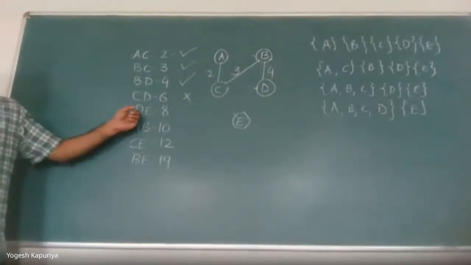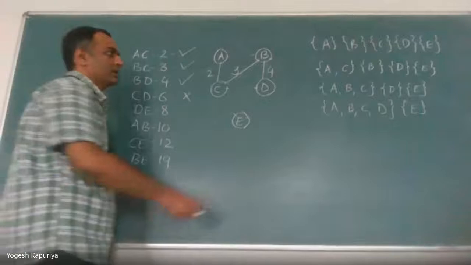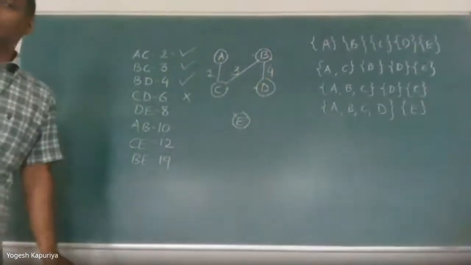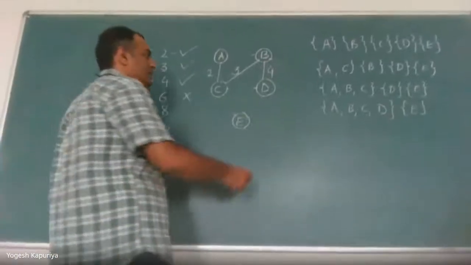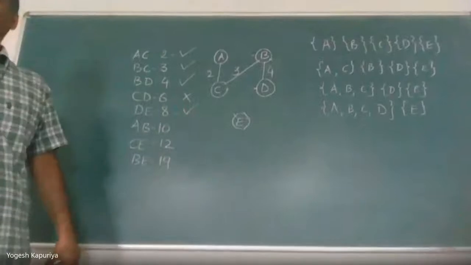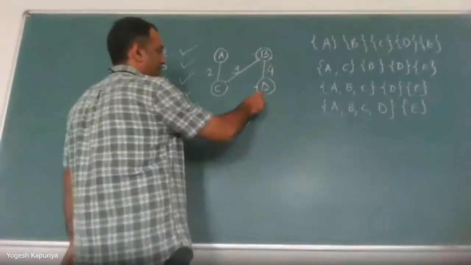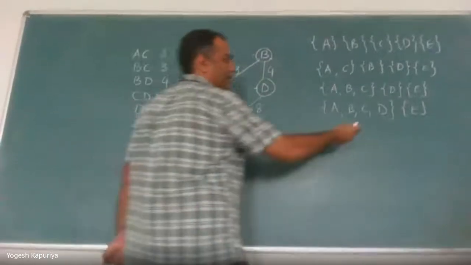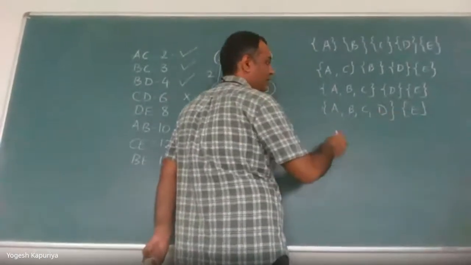Next is DE. D and E. Do they belong to the same set? No. So it means that this edge will be part of my MST, and that means this will be connected. And again I will perform a union over here.